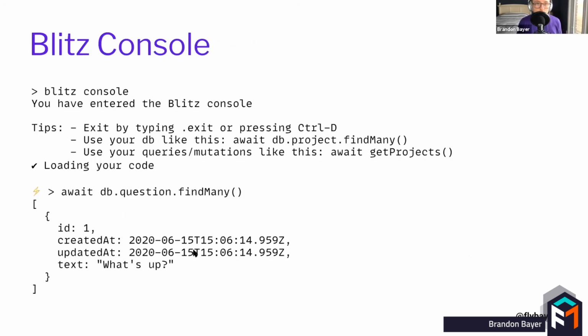Okay, Blitz Console is very similar to Rails Console, if you've ever used that. It's a REPL that loads your code and allows you to manually run anything. We automatically load your database for you. So here you can see an example of db.question.findMany, and that's going to return all of the questions in the database. This is really, really nice for running one-off commands. I use it for debugging production data. It's a very powerful tool.